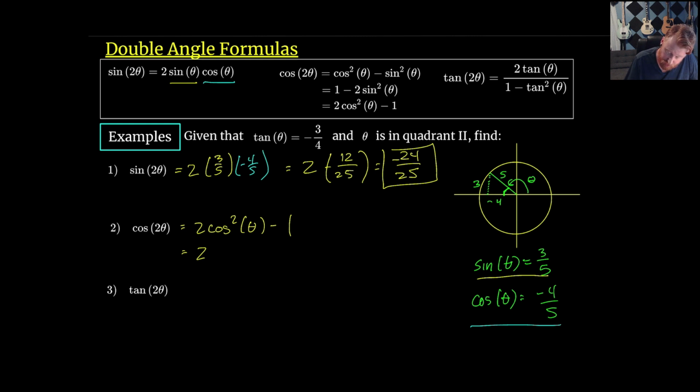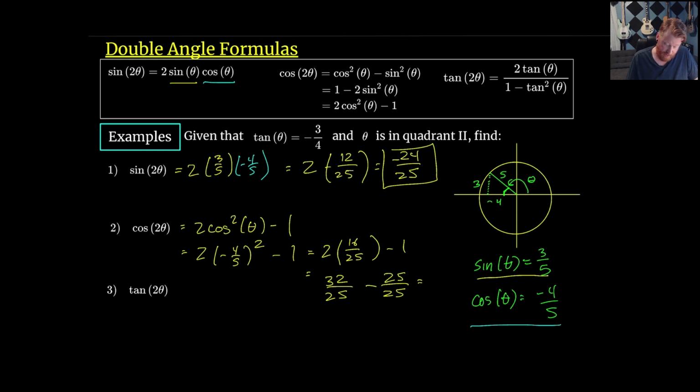But I know that the cosine is -4/5, and I want to square that, and then I want to subtract 1. So this is going to give me 2 times 16/25 minus 1. So I'm going to have 32/25 minus, and let me rewrite 1 as 25/25, so that this gives me positive 7/25. So there we go. There is our double angle for cosine, the cosine of 2 theta, 7/25.